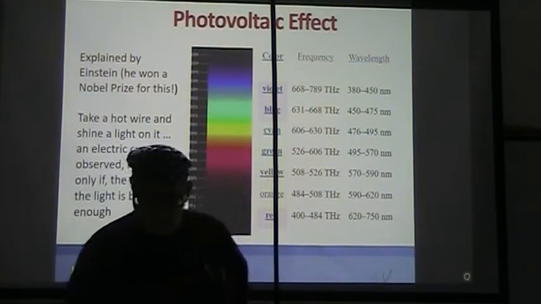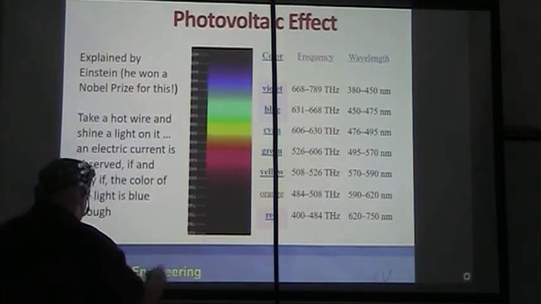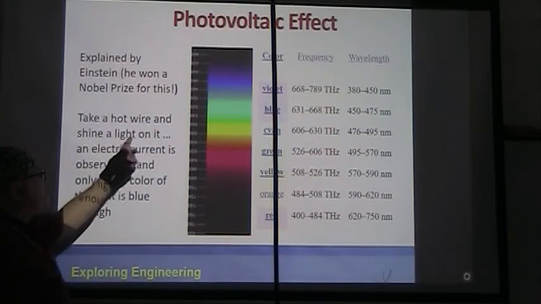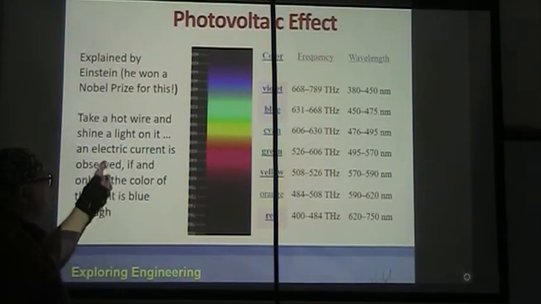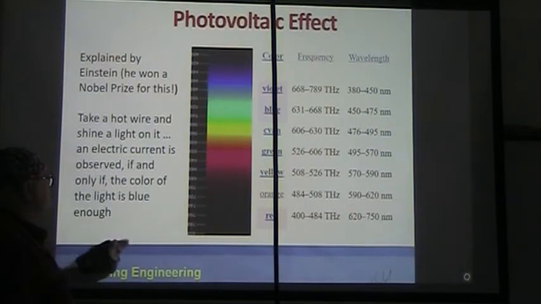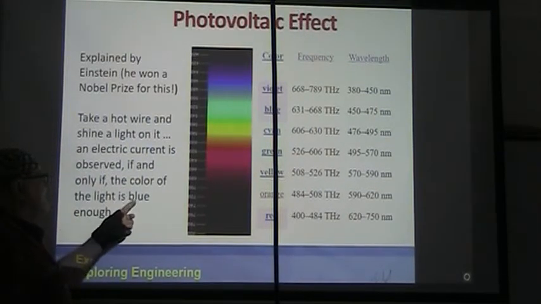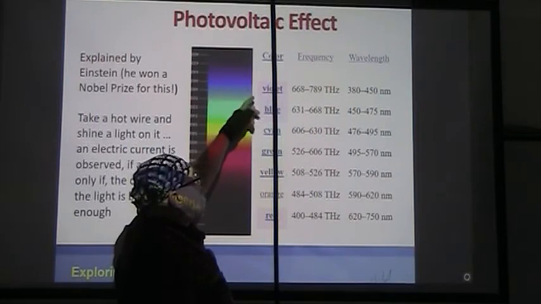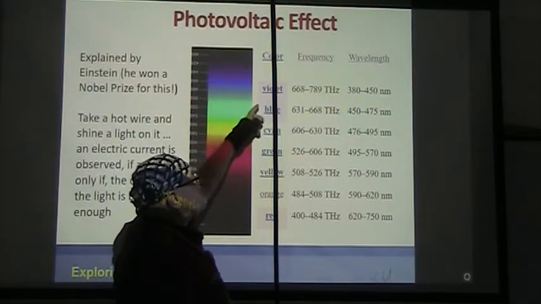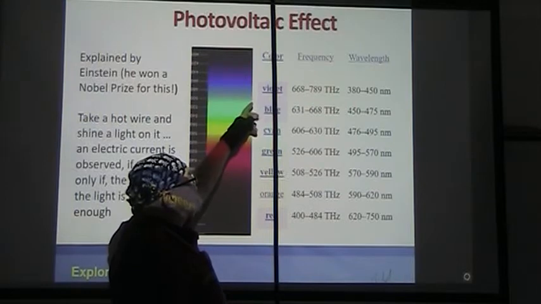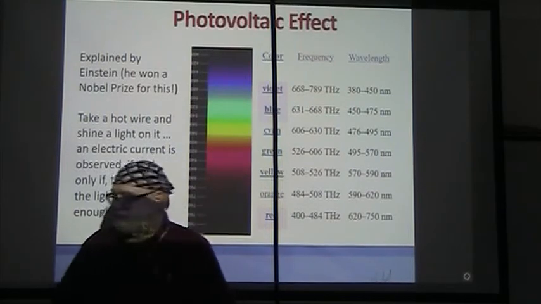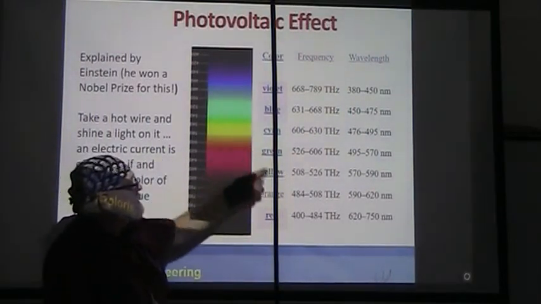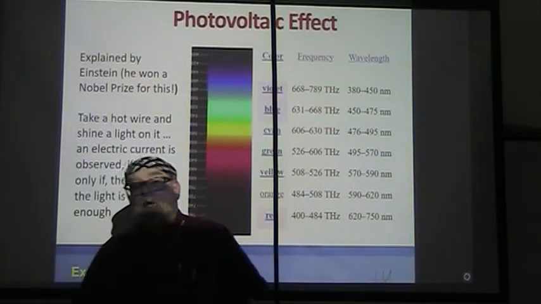The basic idea is, we take a hot wire and we shine a light on it. We get an electric current, but the color of the light has to be blue, right? So violet and blue have enough energy to create that photovoltaic effect, right? And the other colors, they're doing us no good whatsoever.